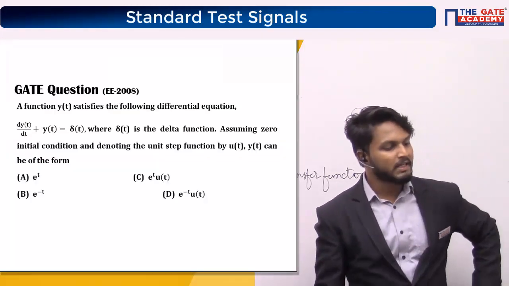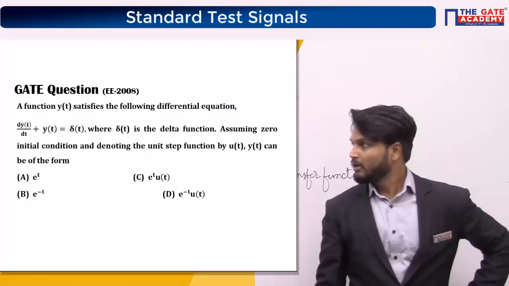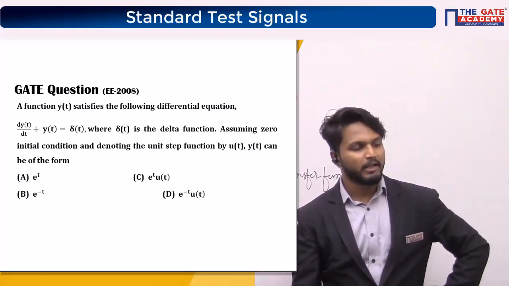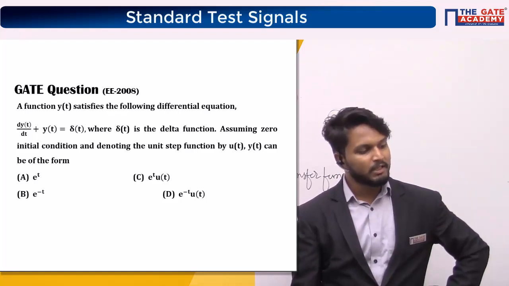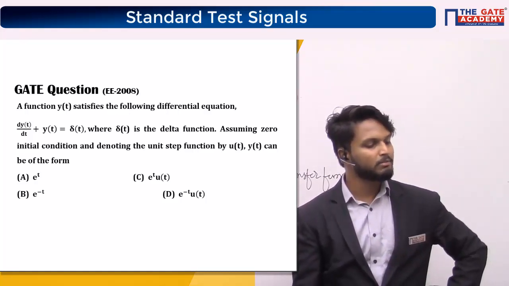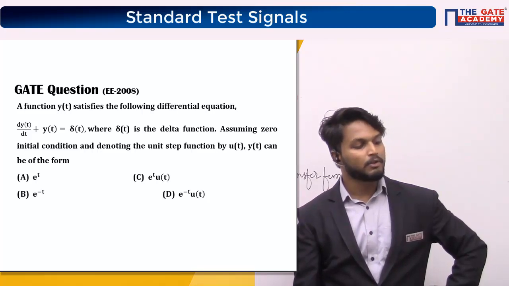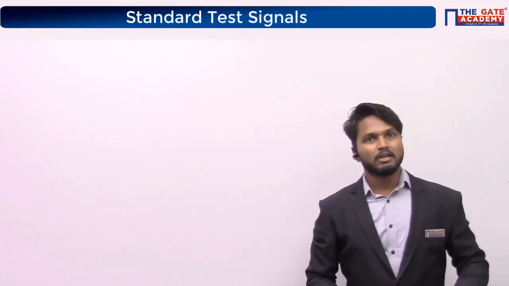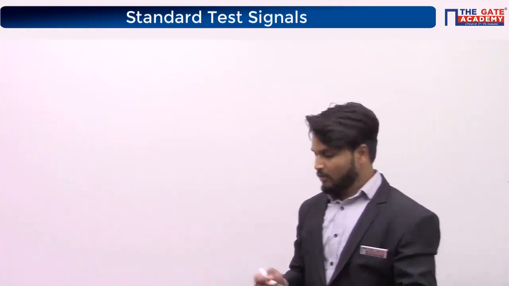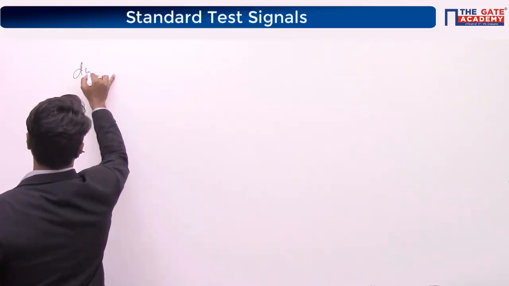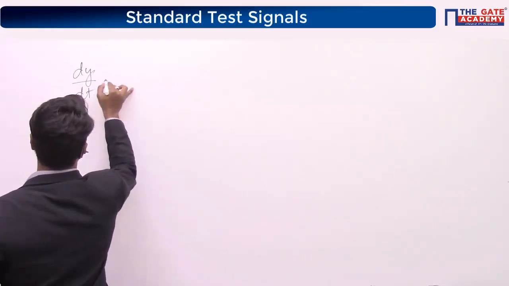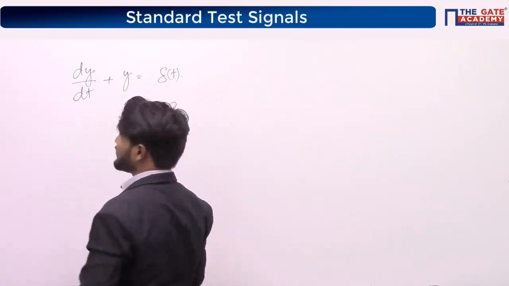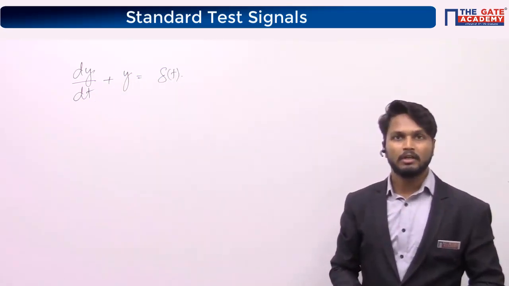A function y of t satisfies the following differential equation: dy by dt plus y of t is equal to del of t, where del of t is the delta function. Assuming zero initial conditions and denoting the unit step function by u of t, y of t can be of the form, right? The differential equation governing the system is given like this: dy by dt plus y is equal to del of t. Del of t is nothing but the input, right?